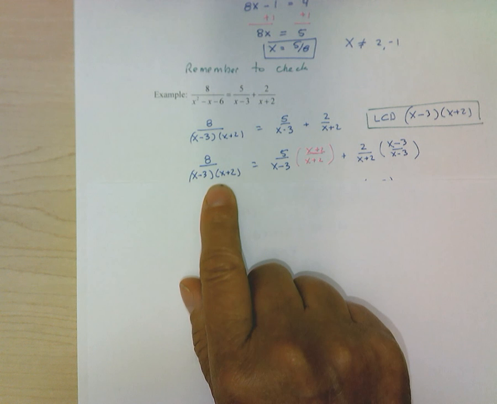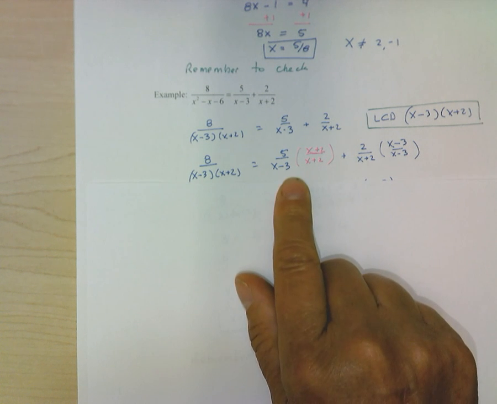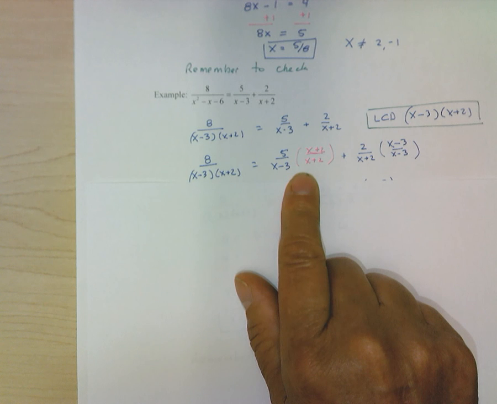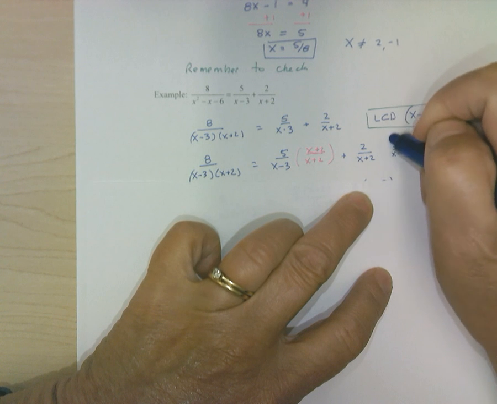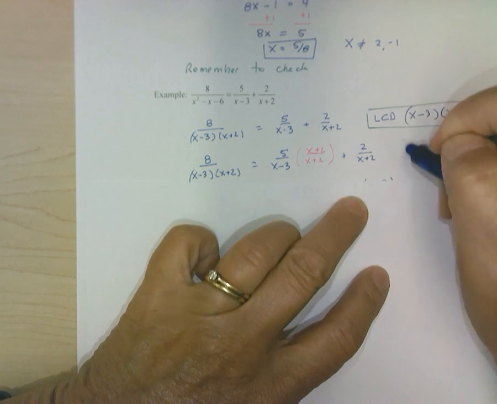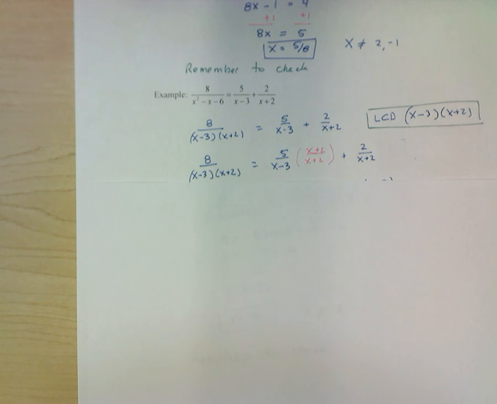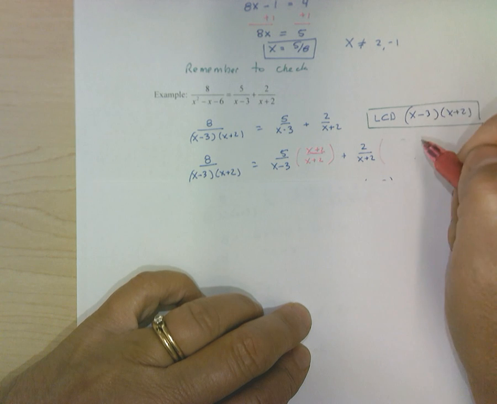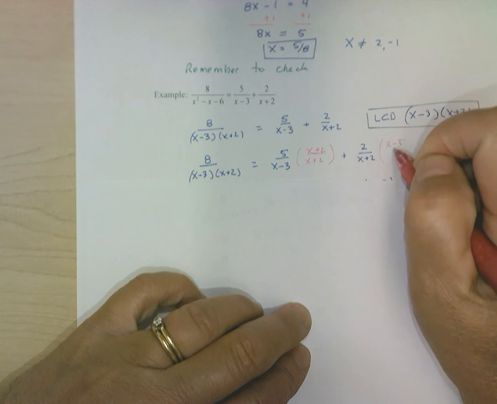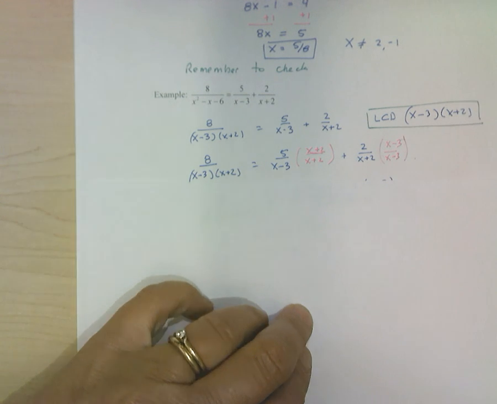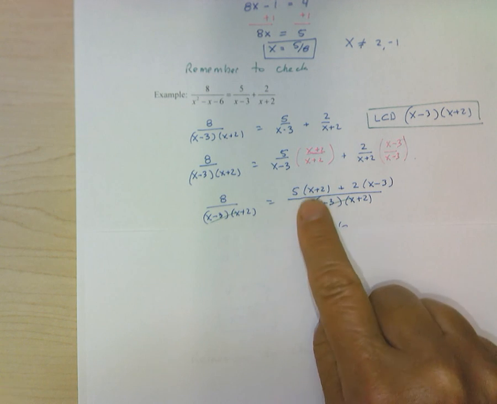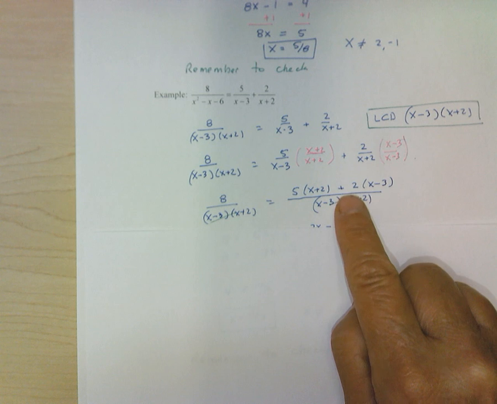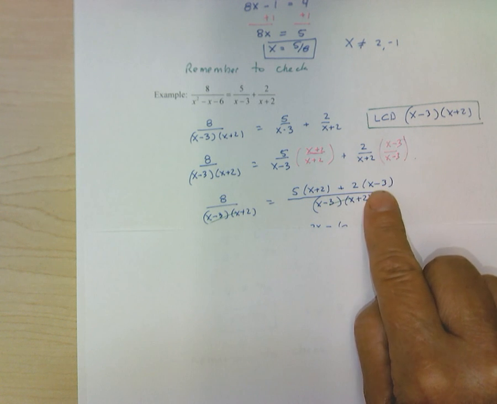My left-hand side, I don't need to do anything to that fraction. My right-hand side, I do have to change the x plus 2, and I just realized a mistake. I wanted to do this in pink. This is one of my erasable pens. I love it. I need to multiply this by x minus 3 over x minus 3. My numerator, 8 over this. 5 times x plus 2 is from here, plus 2 times x minus 3 is here.